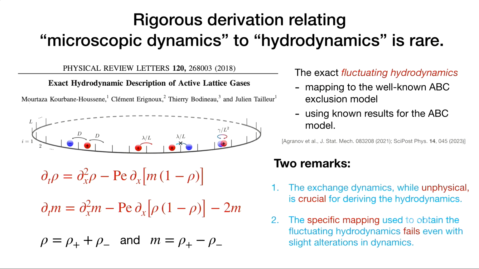Number 2, this specific mapping to the ABC model relies on precise parameters: the diffusion when there is no particle, the single particle diffusion, and the exchange, all happen with the same rate d. If you make it d1 and d2, this mapping breaks down and you cannot derive this hydrodynamics. So it's a very specific model for which you can derive the hydrodynamics.